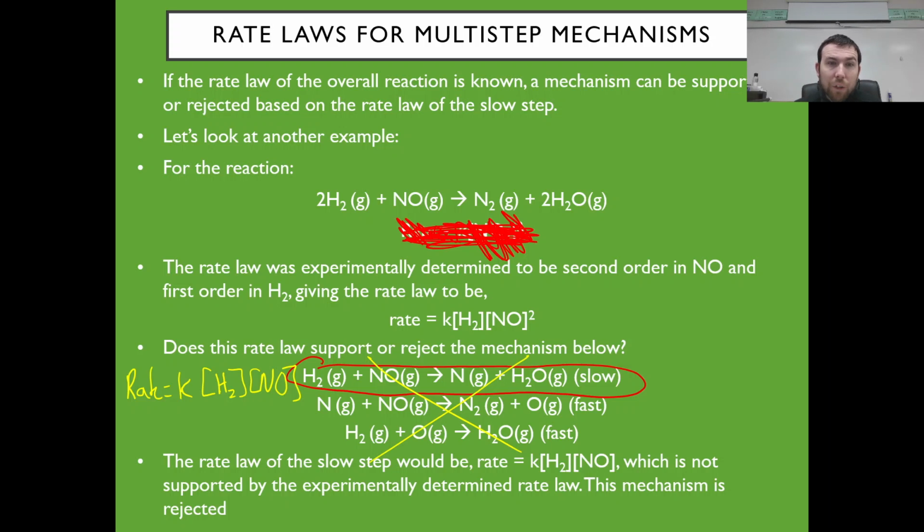And so really that's going to be your task. You're going to be provided with a mechanism, and you're going to be asked to determine the theoretical rate law, like what we did here. What's in yellow was the theoretical rate law. Then you might be provided with an experimental rate law, and you're just going to be asked, do they support each other?